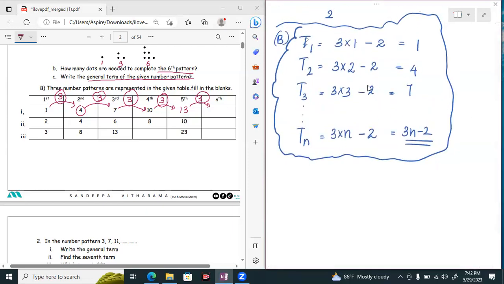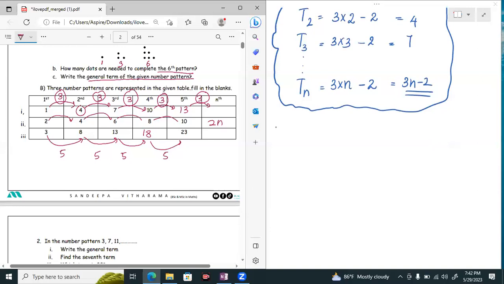Then look at the second one. The second one is 2, 4, 6, 8, 10. Then what is the nth term? You cannot be lazy. What is the nth term? 2n, because they are multiples of 2. You can identify here it is 5, another 5. Then to obtain this one, you have to add 5. Then here also 5. Okay, then this is also a number pattern with common difference. Can you obtain the general term for this one?